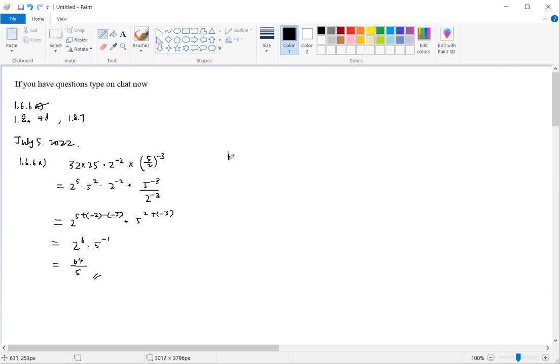Okay, let's do B also. So we want to do -2 to the 4 times 3 cube, and then the whole thing cube, and then times 8 times 27 over 2 cube, 3 cube, the whole thing to the 4. Okay, so here same thing, we recognize everything's the powers of 2s and 3s. So let's write everything in terms of powers of 2 and 3.